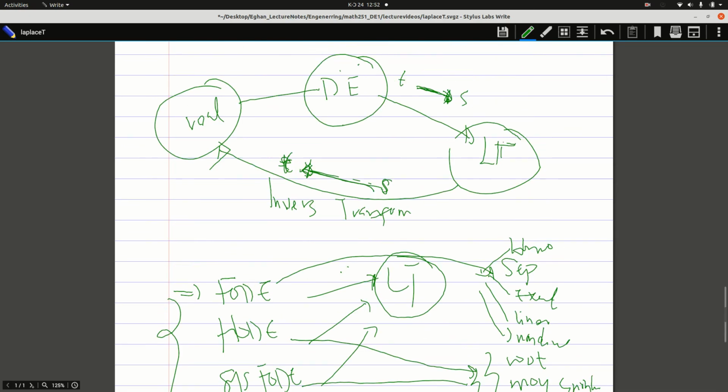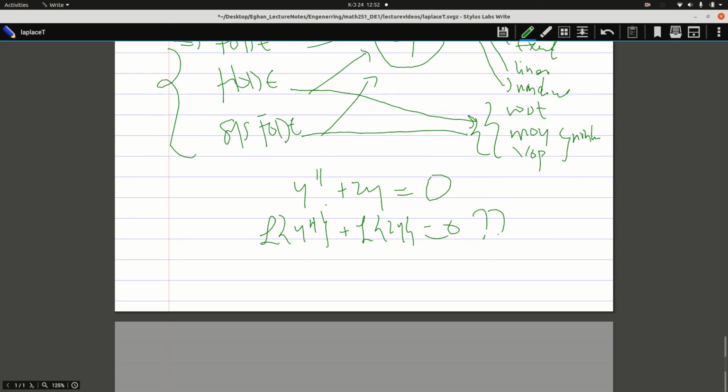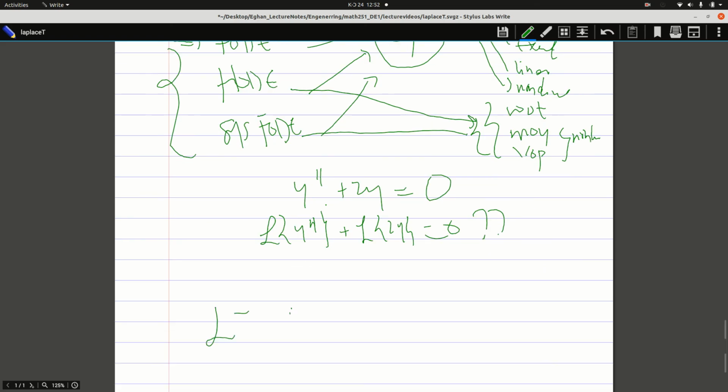In the next video, we are going to take the Laplace transform of some common functions. Then we can know how to solve differential equations with the Laplace transform.